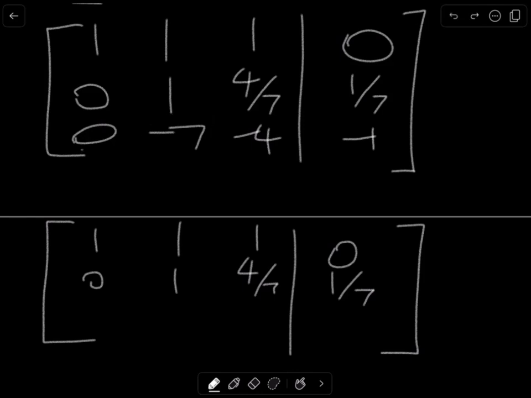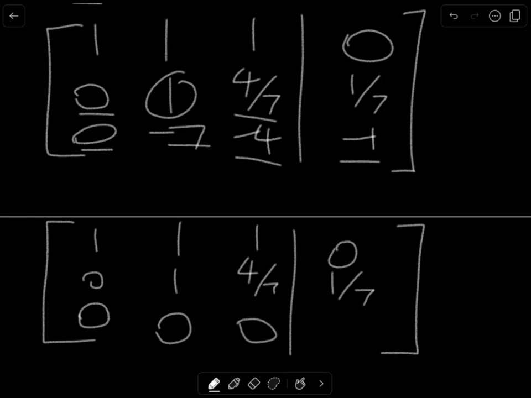Okay, so it'll be 0 plus 7 times 0, that's 0, minus 7 plus 7 times 1, that is 0, minus 4 plus 7 times 4 over 7. That's going to be minus 4 plus 4, 0. And minus 1 plus 7 times 1 over 7. That's minus 1 plus 1, 0.